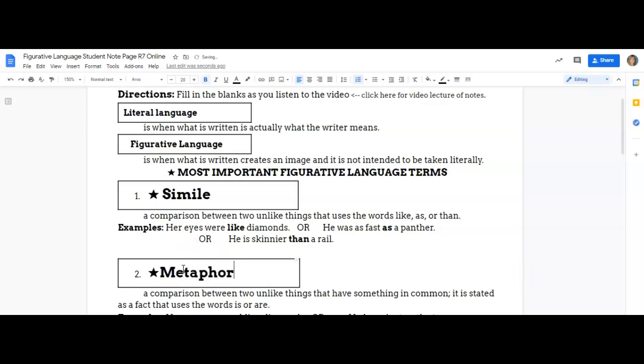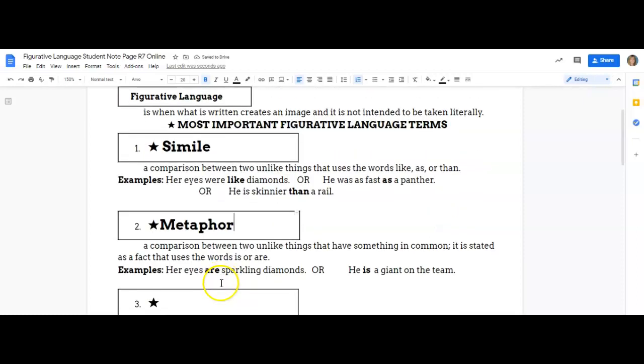And that is very similar to a simile, except a metaphor, instead of comparing the things using the words like, as, or than, it actually says the one thing is the other. And again, you're comparing two very unlike things. So if I were to transform the simile, her eyes were like diamonds, I could say her eyes are sparkling diamonds. Saying that her eyes are the diamonds is what makes it a metaphor.